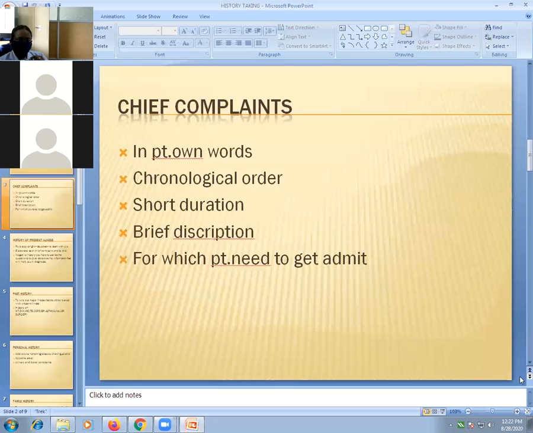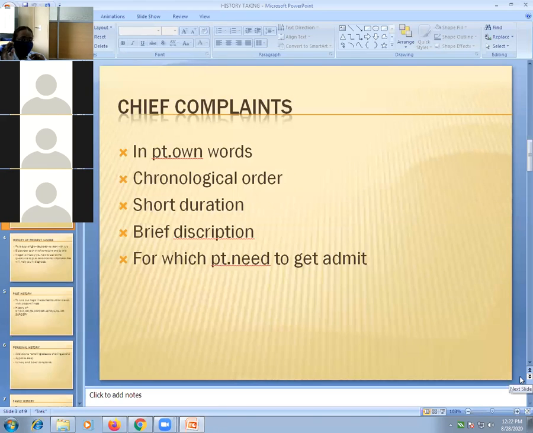Then the chief complaint of the patient. You have to ask the chief complaint of the patient. So how to write down the chief complaint of the patient? The patient's chief complaint should be in the patient's own words. Don't use medical words. It should be in the patient's own words.